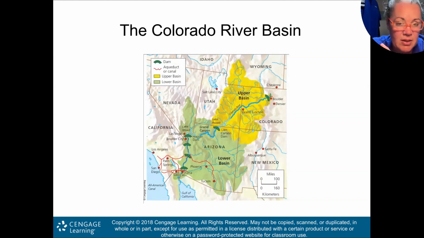So this is what the Colorado River looks like. You ever heard of the Grand Canyon? The Colorado River actually has carved the Grand Canyon. So it's a really, really large river.